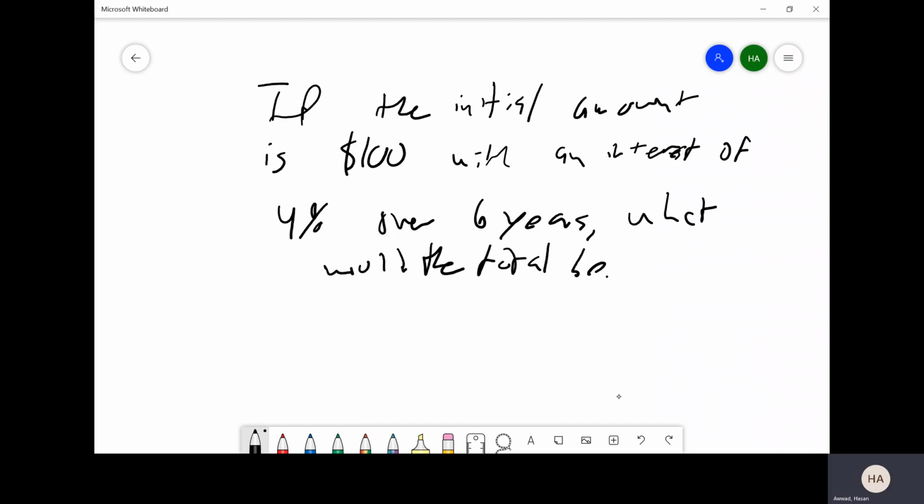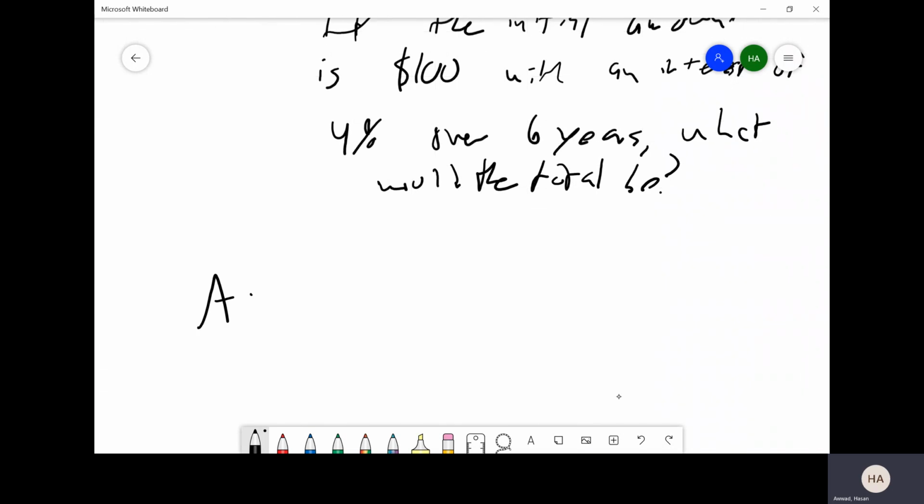Okay, so what's my idea here? The idea is first we have to figure out how much interest we got. Before we can figure out the total, again, your total is the amount that you started with and then your interest. But if we don't know what our interest is, we can't figure out what our total is. We have the amount that we started with, which is $100, but we don't know our interest yet. So let's figure out the interest and then we can figure out the total.